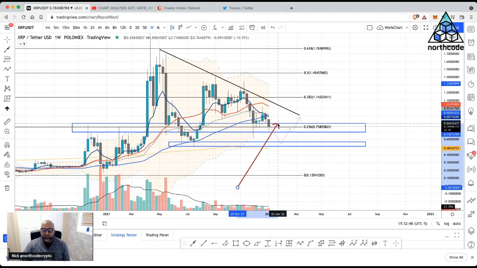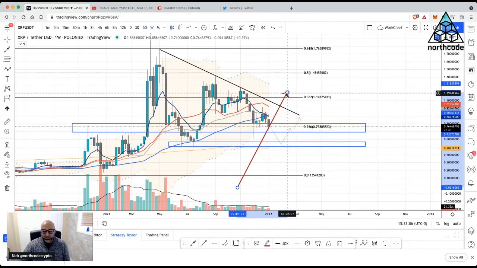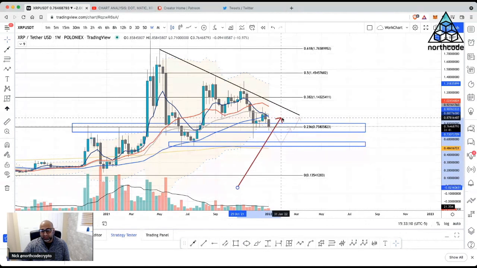Maybe there's some fundamental news that gets dropped that helps with XRP's price. One of the biggest things that come to mind is the lawsuit, right? Maybe the lawsuit gets settled with Ripple, and that could trigger a bullish explosion in price action, right? Especially if it's good news, right? However, if it's bad news, that could send price spiraling.